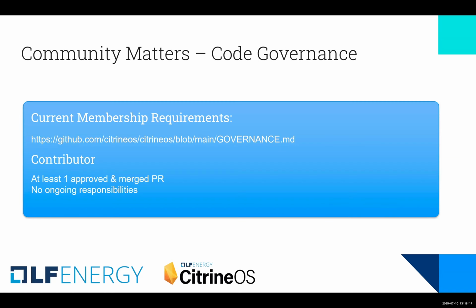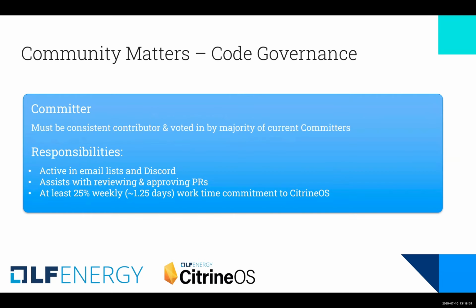So in order to be a contributor, all you need to do is have one PR that gets merged. There are no ongoing responsibilities associated with that role. There's also a committer role, which does involve some responsibilities. You do need to be active in email lists and on Discord. You need to assist with reviewing and approving PRs. And at least 25% of your time weekly must be committed to CitrineOS. People who are accepted by a majority of the current committers to become a committer get to vote on the future of the project.